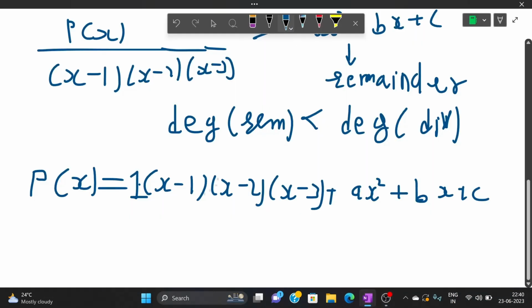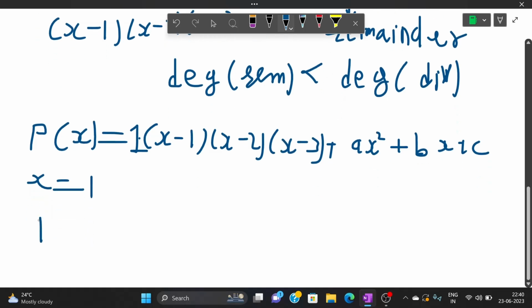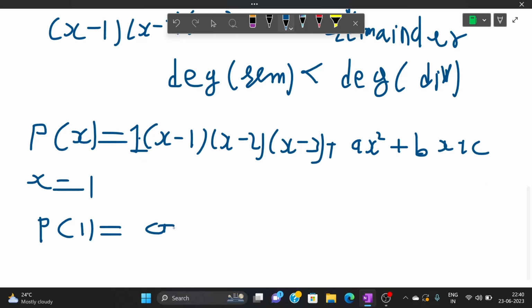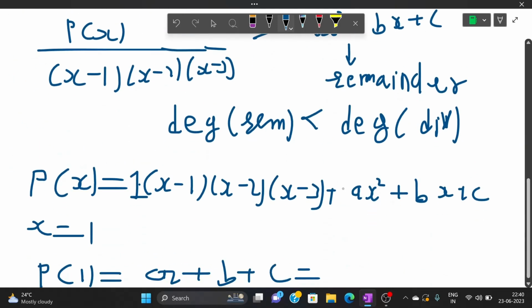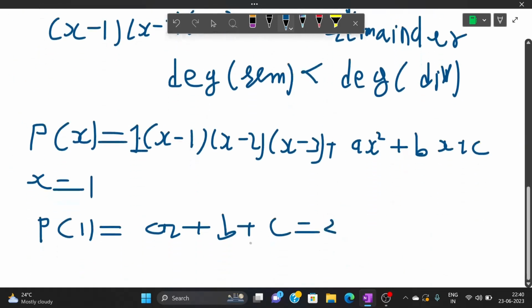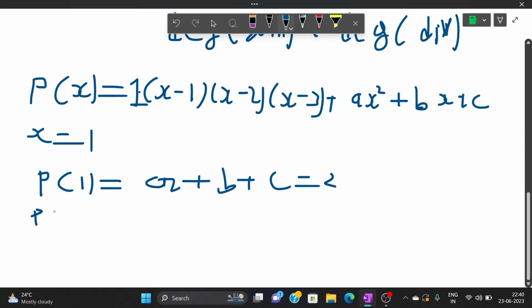So now all I have to do is find the value of A, B, C. So let me put x equal to 1. I have P of 1 equal to A plus B plus C. And that is equal to, what is the value of P of 1? That is 2. P of 2, that is 2A plus 4B plus C.